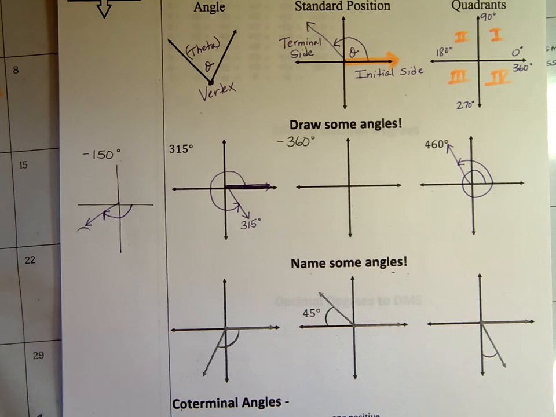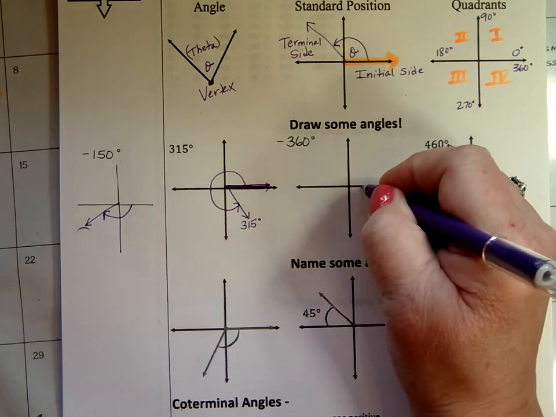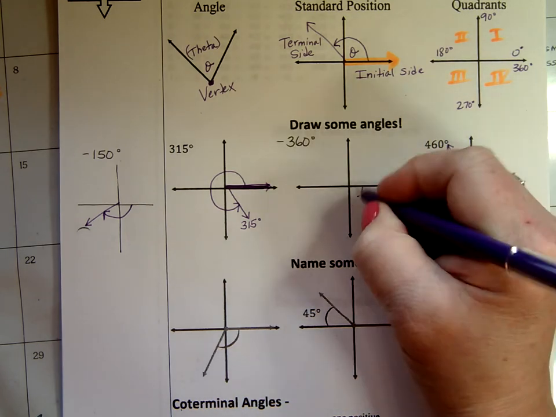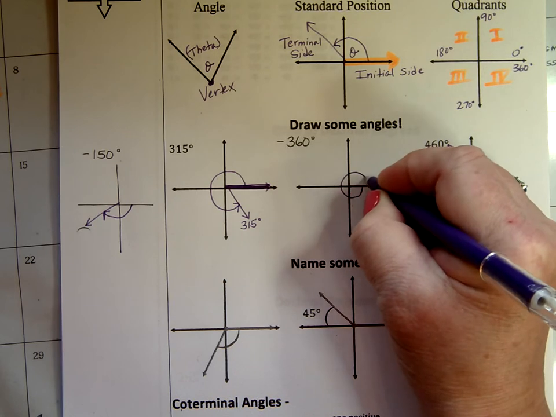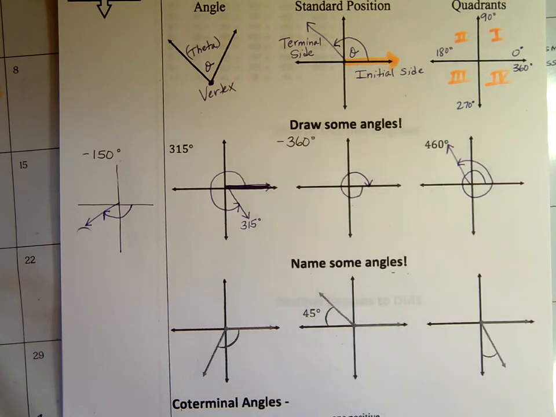How about negative 360? I have to start here, go down. 360 degrees, though, makes the full circle. So I would stop here. Actually, it stops where it starts, but it completes a full circle.